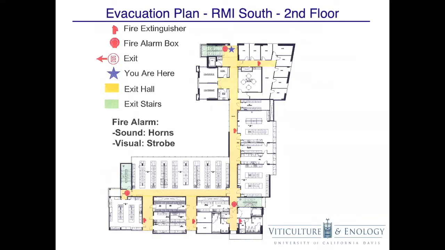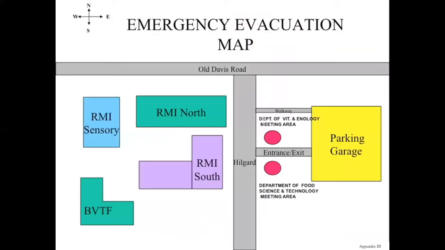Here's an example of a building evacuation map. These are posted at the entryway to each lab. This is the emergency evacuation map. This is also located at the entrance to each lab. This map is simple, but details where to meet during an emergency evacuation of the complex. Members of the Viticulture and Enology Department will meet on the left-hand side of the parking garage if you are facing the parking garage.